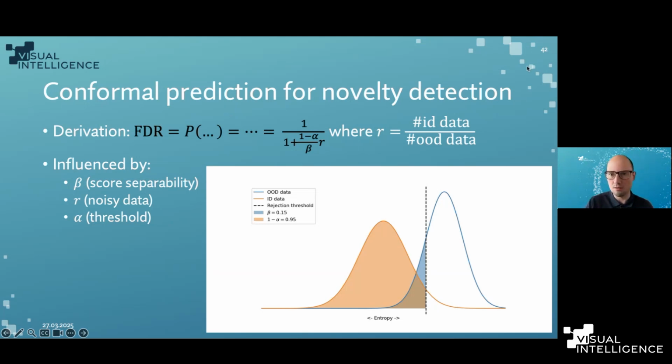So the false discovery rate is influenced by three things. The separability of the distributions, so how far apart the in-distribution entropy and out-of-distribution entropy are, the noisiness of the data, that is the r ratio, and also your chosen significance level, the threshold. By increasing alpha, you move the threshold to the left, thereby reducing the number of false discoveries.